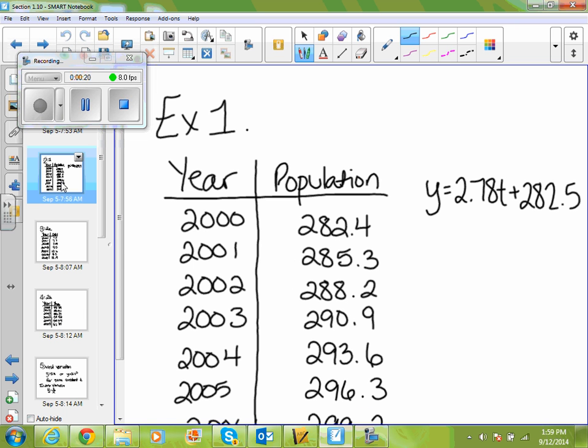Okay, so let's start with example 1, where we're talking about population that grows over various years. We're given the equation y equals 2.78t plus 282.5. So t is going to represent our year and y is going to represent our population. And we're going to graph both our scatter plot and our line to figure out how close they are.